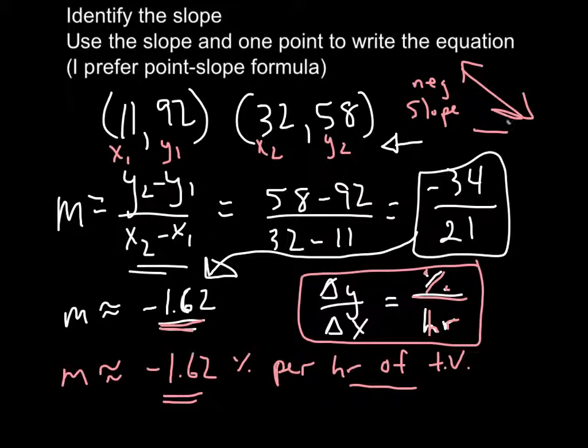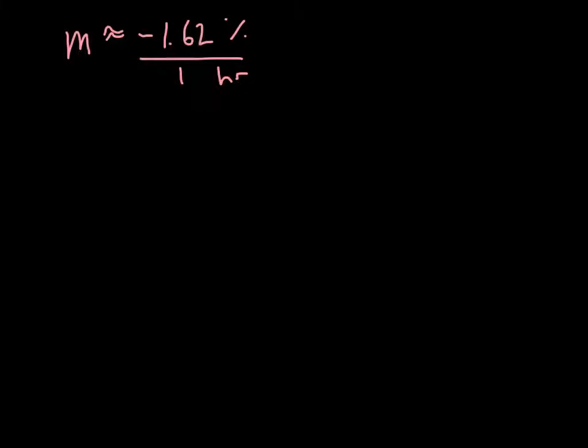So as we're moving to the right on x, it's increasing, and as we increase x, y is actually going down. So it makes sense that if you increase the number of hours of television you're watching, you're probably going to decrease the percentage of homework that's getting completed. That's not good. If you'd like, you could write it as a fraction, negative 1.62 over 1. And as long as you do the division, it's always going to be over 1.